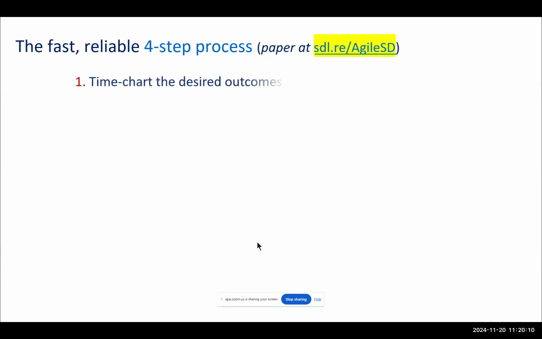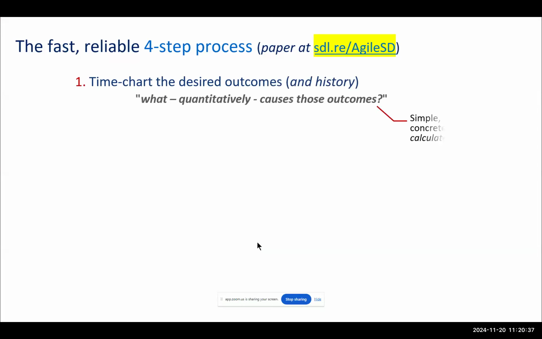So here is that process. We start in the same place we always have done, which is by putting a chart on the whiteboard, or in this case on the computer screen, of the desired outcomes we want from whatever situation it is we're trying to improve. And that includes some history, for reasons that are important, and I will explain in a few minutes.